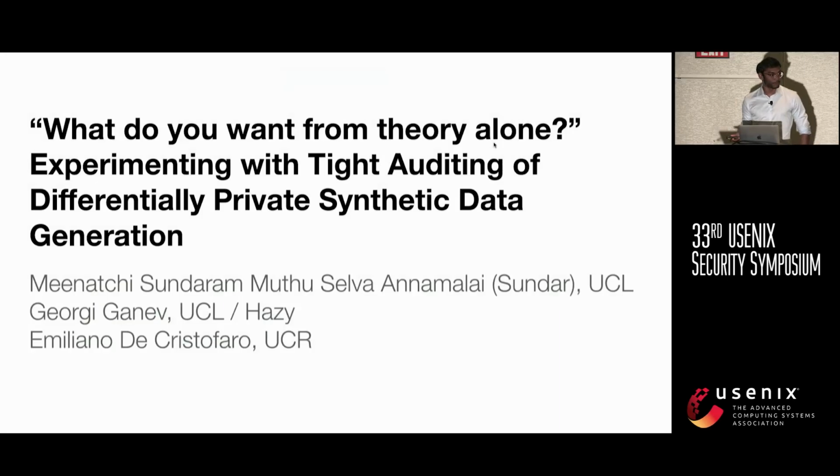Hi everyone, I'm Sundar from UCL, and I'll be presenting our work, "What do you want from theory alone? Experimenting with tight auditing of differentially private synthetic data generation." This is joint work with Georgi and Emiliano, my advisor.